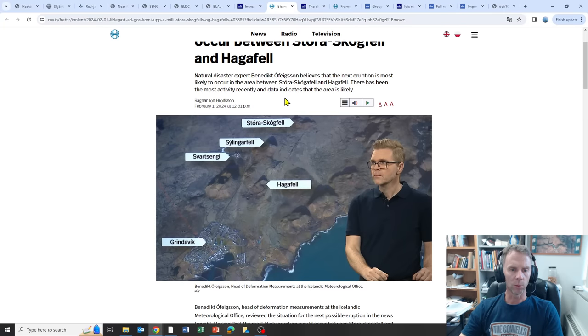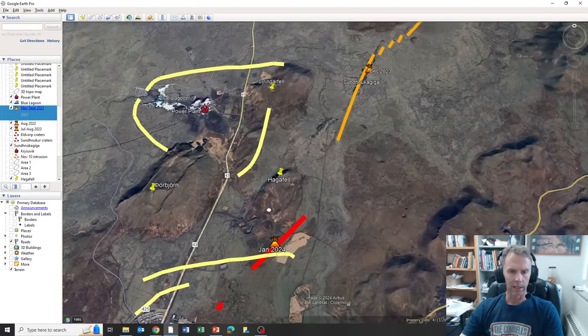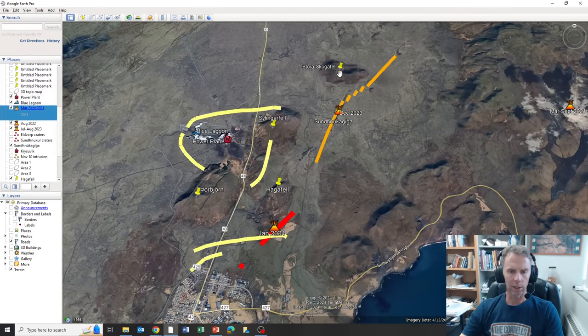But this one's interesting. One of their natural disaster experts believes that the next eruption is most likely between Stora Skógfell and Hagafell. And so, as a quick geography reminder, here's the town. He thinks that the eruption is going to take place between these two hills right in here.